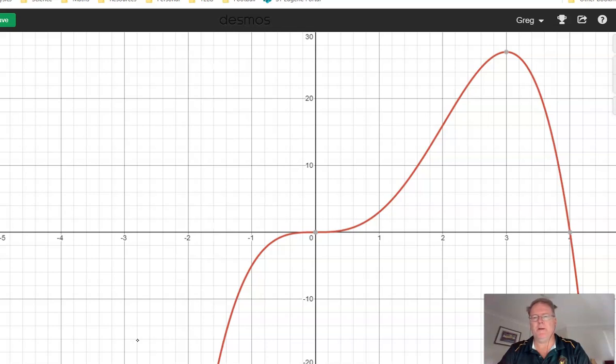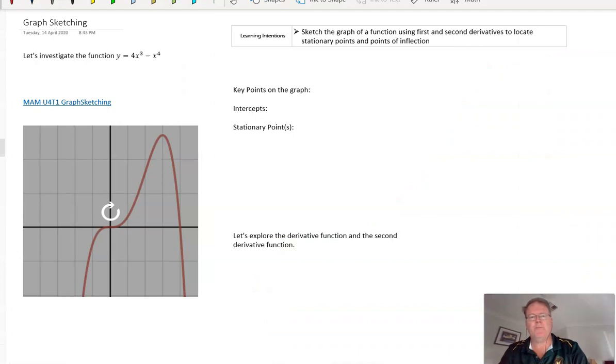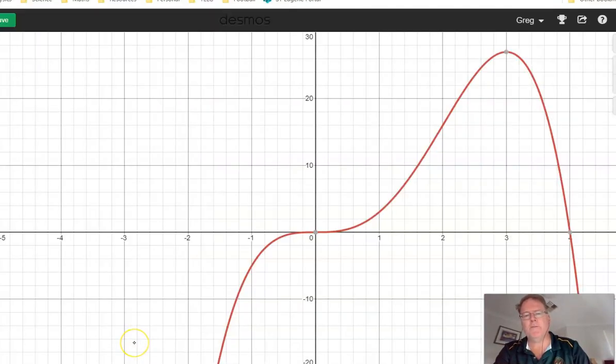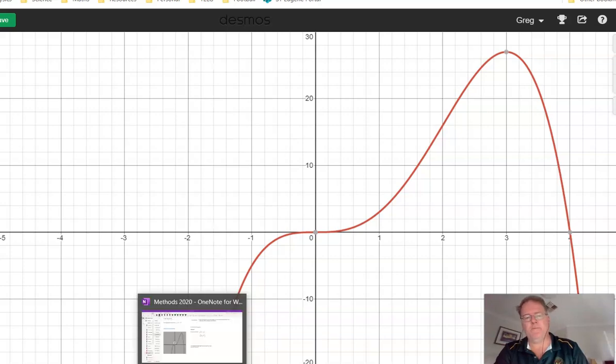Hopefully you can see that there are two. The first stationary point is here at the origin, and the second one is up here, which we would traditionally call a maximum, or a local maximum to be precise, and that's at the point (3, 27). So we've got our stationary points at (0, 0) and at (3, 27). We've already identified that (3, 27) is a local maximum, and we've got a point of inflection here. We can see that it's going from positive through gradient of 0 and then positive again. So that's a point of inflection.